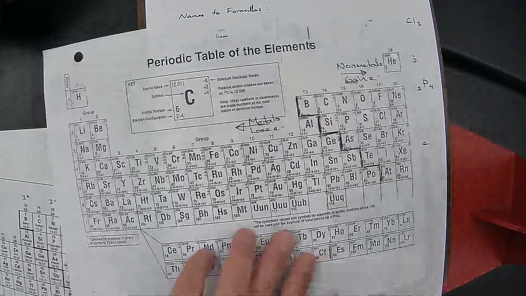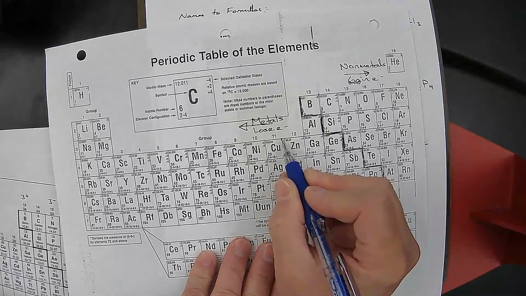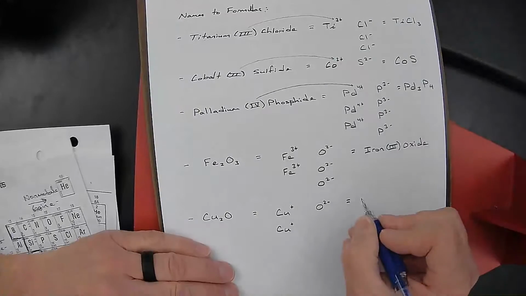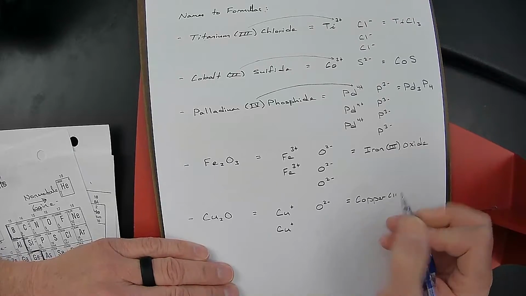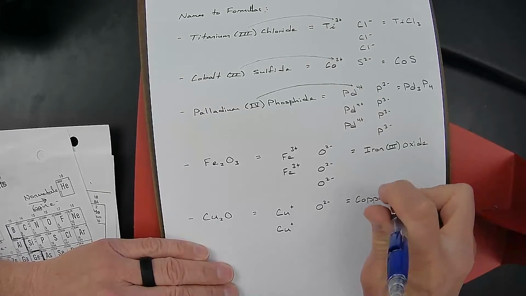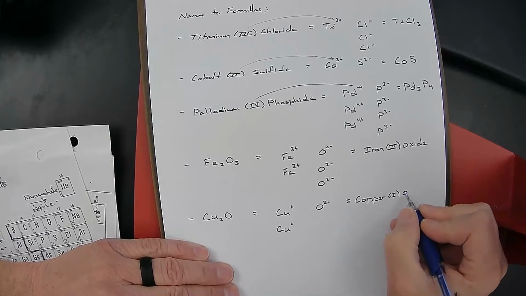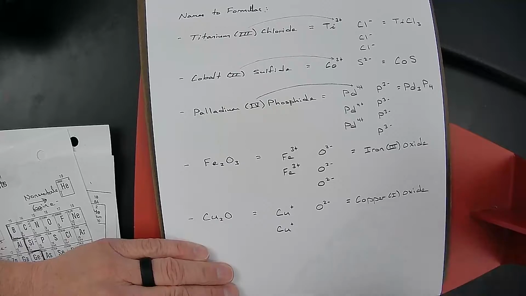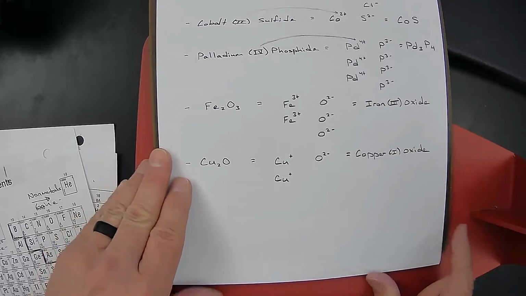When I go to the periodic table and look up Cu, 1+ is an option. Copper with a Roman numeral 1 oxide. Copper 1 oxide would be the name.